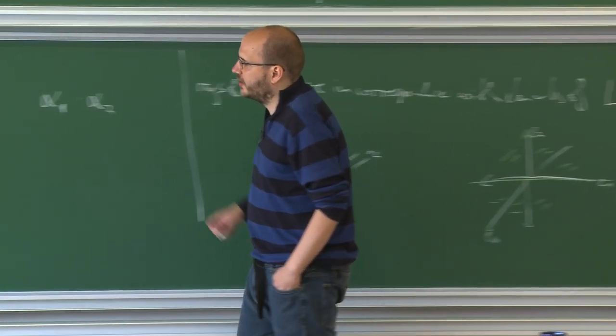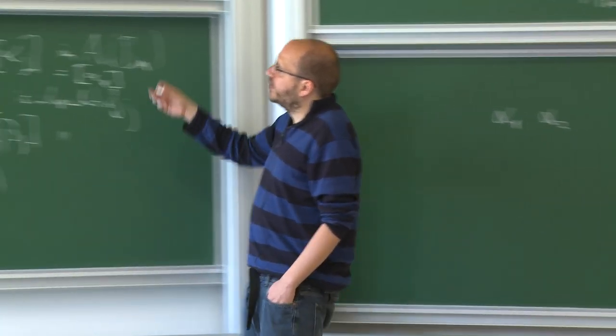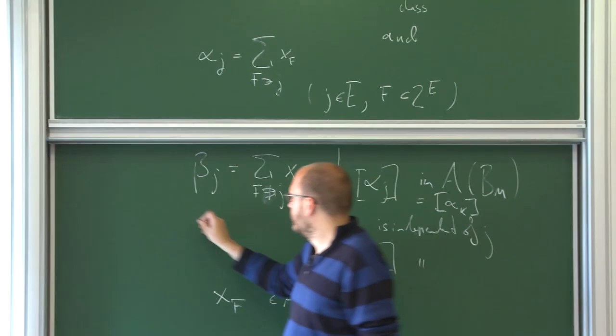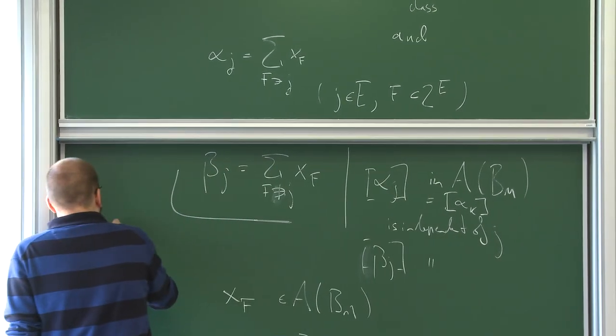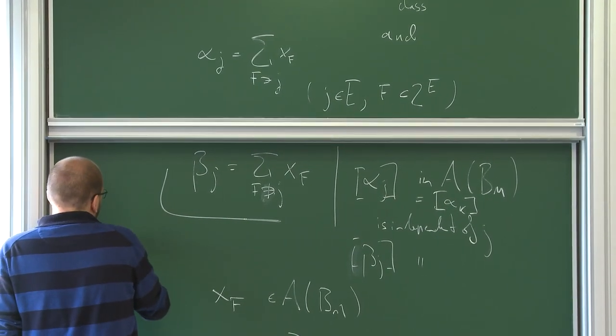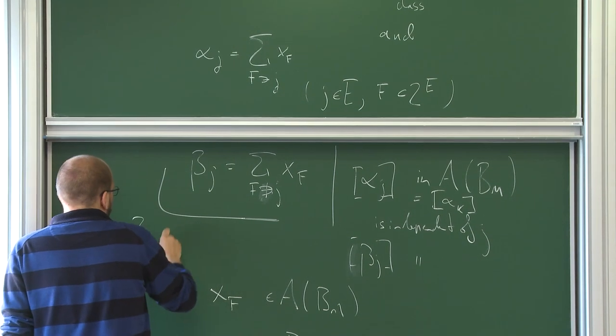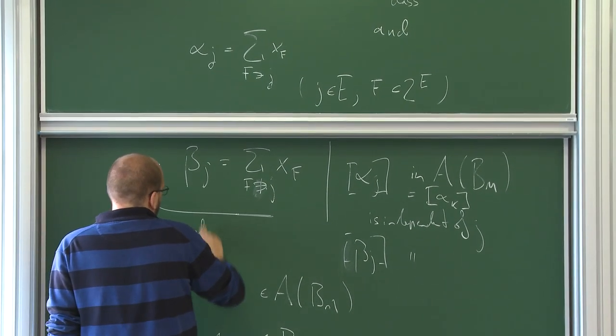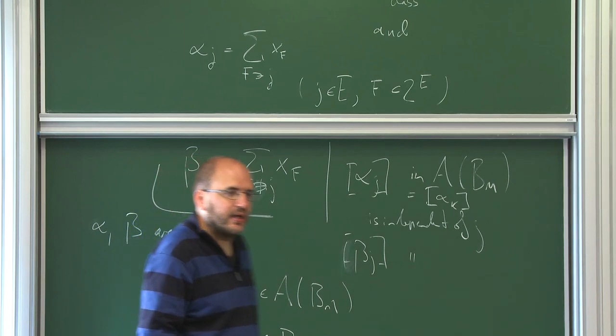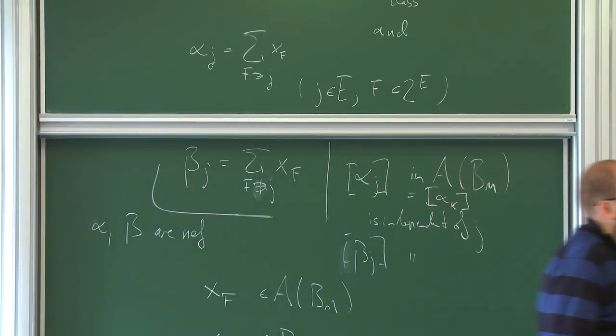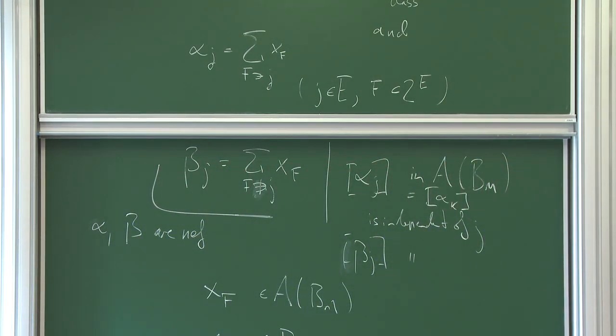Now the point is, if you compute these intersection numbers, first of all, there's another claim that these alpha and beta are nef. Again, not so hard to see. They are not strictly convex on your fan, but they are in the closure of the strictly convex ones. So they are convex. That's it.